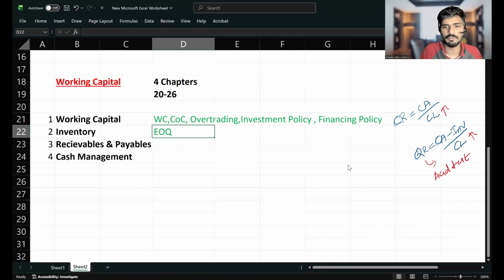Guys, something has happened to my screen. I think there is some problem with my screen. My spreadsheet is not working. Okay, let me check.